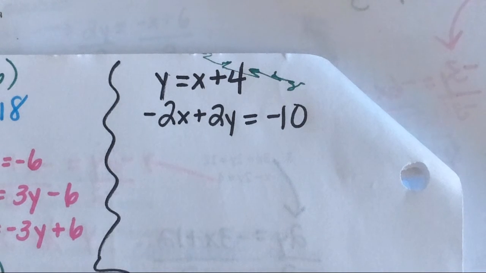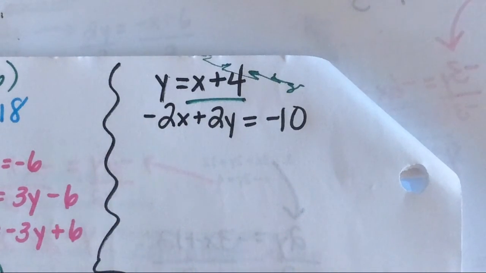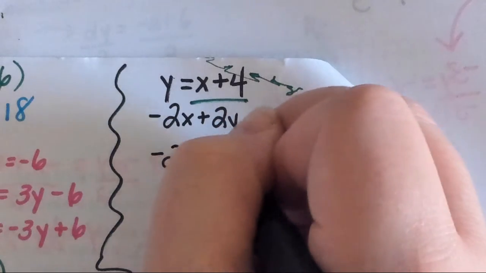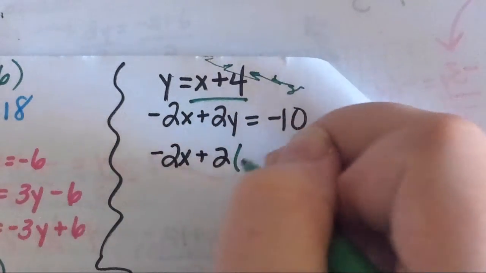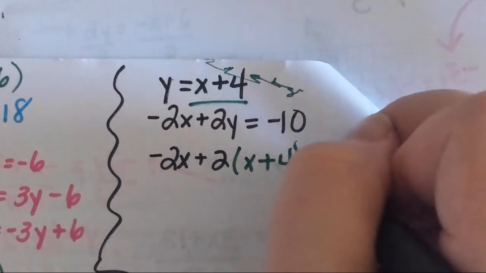Which one should I use with substitution? You're going to sub in the first one because it's so easy. We already know y is equal to this. So everywhere in the second equation I see y, I'm going to plug in that. So I'll have negative 2x plus 2 times y, which is actually x plus 4, and that equals negative 10.